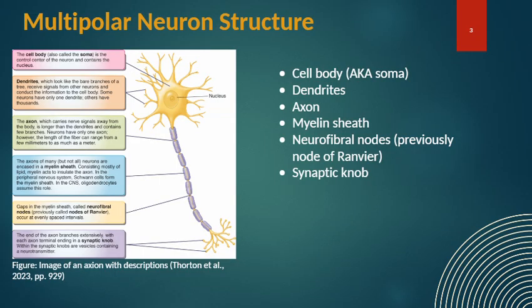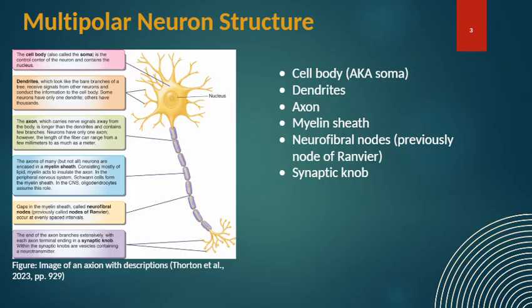The multipolar neuron is the most common type of neuron found in the brain and spinal cord. I want you to picture the neuron as a communication cell that sends and receives electrical messages. The cell body, also called the soma, is the control center. It holds the nucleus and keeps the neuron functioning by performing basic metabolic activities.